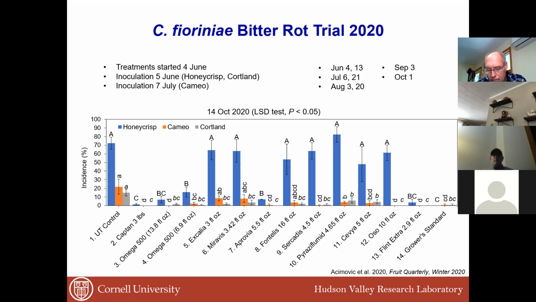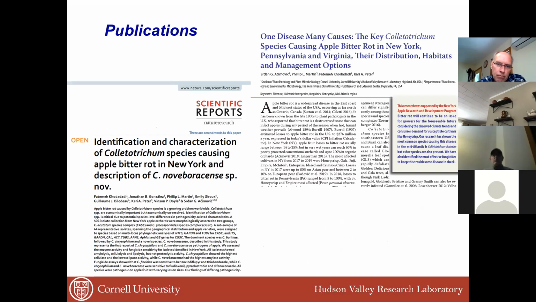So why is this important? Well, because knowing that Aprovia is effective, and also Omega, you can alternate these 2 fungicides with Flint Extra and other effective QoI fungicides, so that we can avoid overuse of QoI fungicides and potentially building up resistance to these fungicides in the Colletotrichum fungi that cause bitter rot. We are going to repeat this trial in 2021 to see whether these results are consistent.